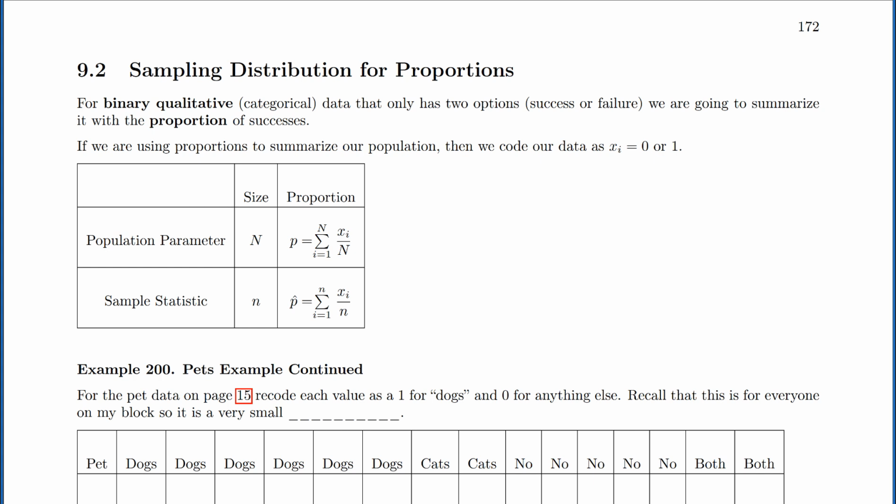So in this section, we're talking about the sampling distribution for proportions. In the last section, we talked about the sampling distribution for our sample means, our X bars. So now we're going to go through a very similar thought process, but dealing with proportions instead.